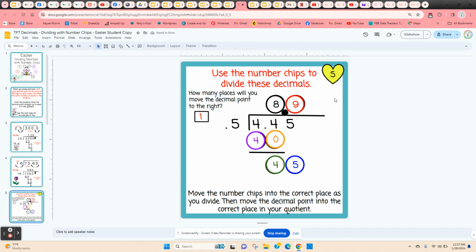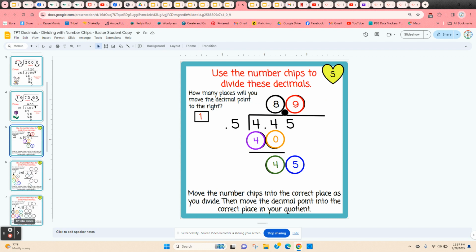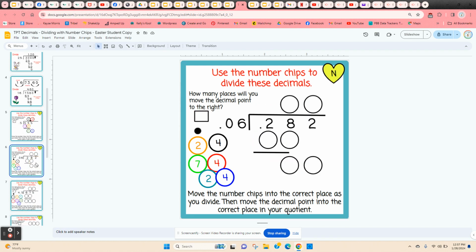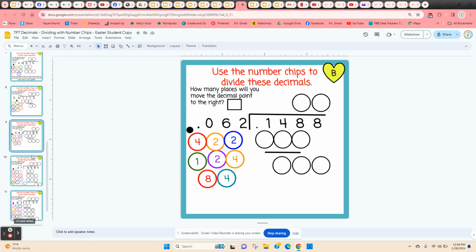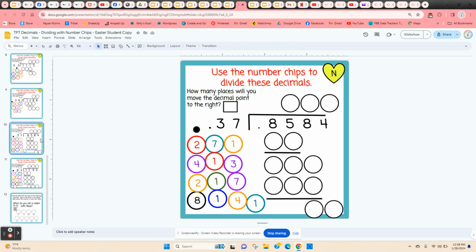Now you'll notice that every slide has a yellow heart with a letter in it. They're going to use that letter on the final slide when they solve an Easter riddle. They're going to match the letter with their quotient. So they've got several problems to practice. Again, the first thing they want to do is type in how many places they're moving that decimal point to the right, and then complete their division. So it gets a little bit more difficult as they go. Problems get a little bit longer.